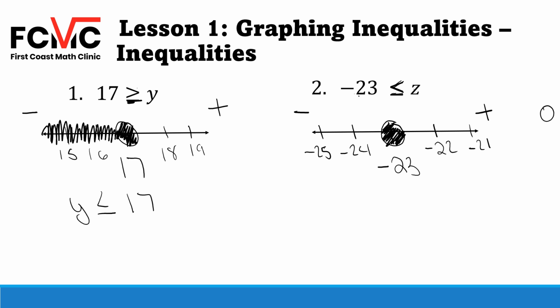If we want to rewrite this, maybe put our variable on the left, we could write this as z is greater than or equal to negative 23. Since our variable is greater than, we think of the mouth of the inequality as opening to the variable. So if our variable is greater than the number, we're going to shade to the right. If our variable is less than the number, as in number one, we're shading to the left.